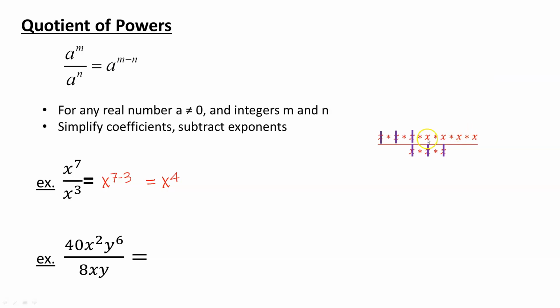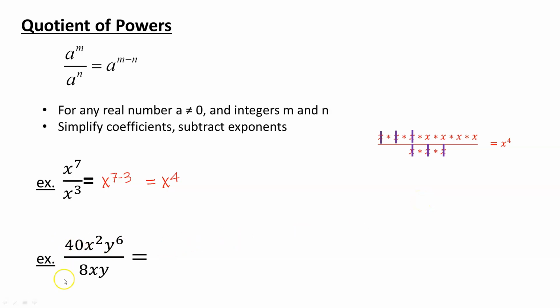And what do we have left? We have x to the 4th left. So if you just use this to think, okay, I have 7 x's on the top and 3 x's on the bottom all times each other, 3 of those are going to cancel out and we're left with 4.